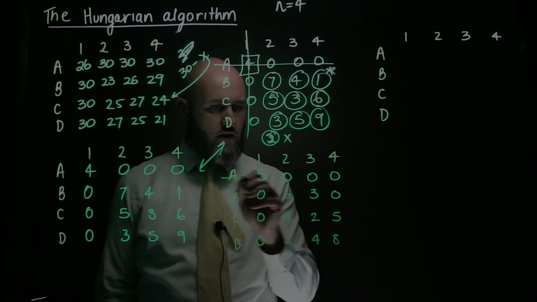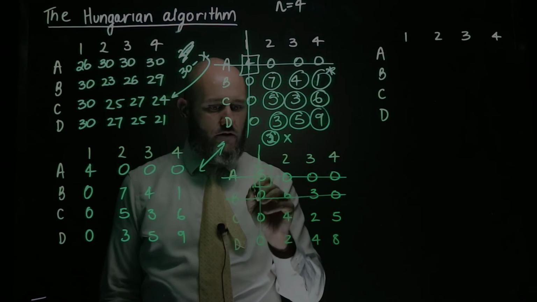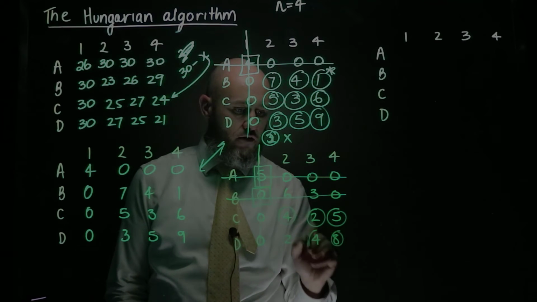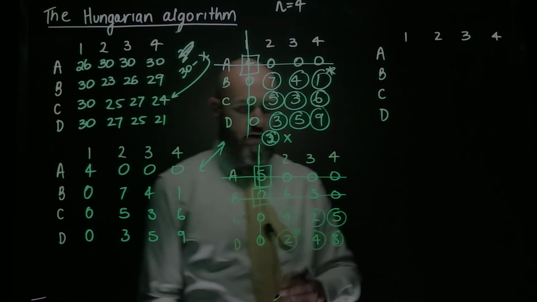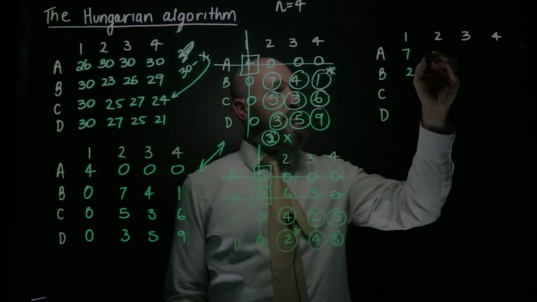Can I cover again in less than 4? Yes, I can. 1, 2, 3. These are my double ups. These are my no covers. My minimum is 2, that 2 there, and I'm going to do it again. So I add 2 onto my double ups, which gives me a 7 and a 2. I'll leave these ones the same.